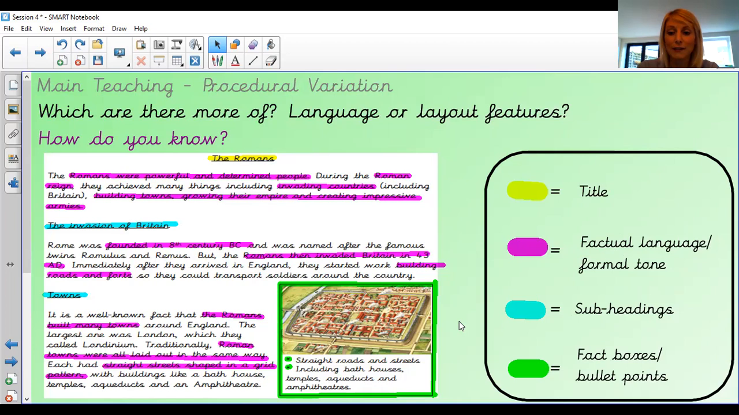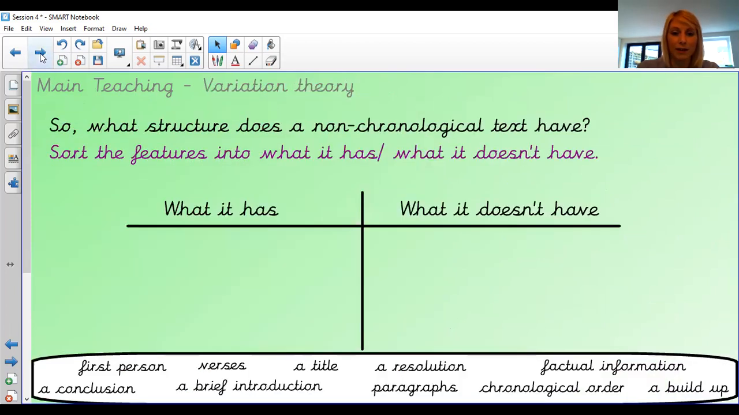And then finally, in the green, I had a fact box and bullet points, okay? And also a picture there, wasn't it? Okay, so just some key features in our non-chronological reports. Let's have a look then at some of these features in more detail.